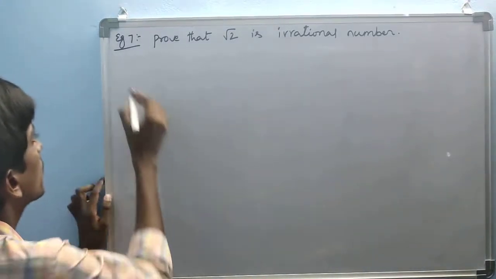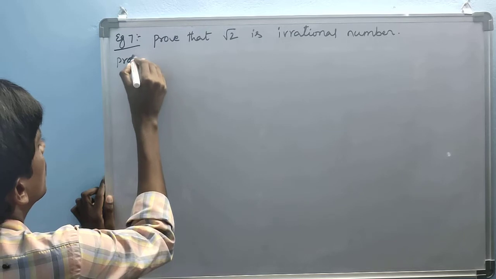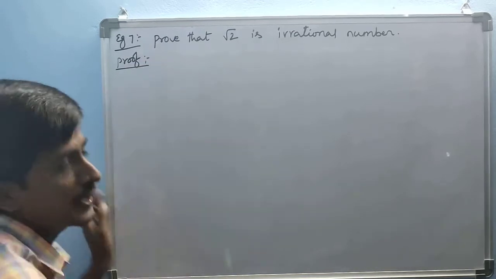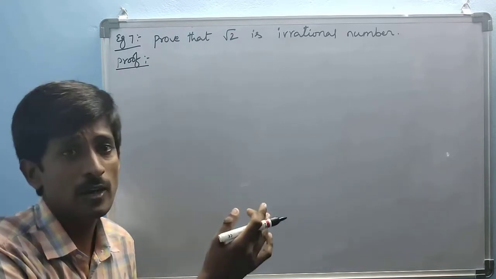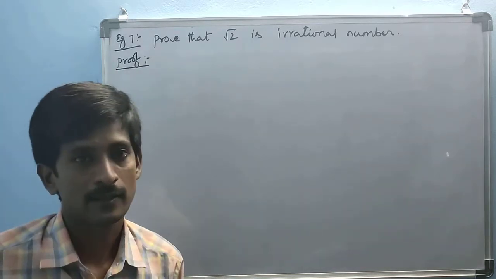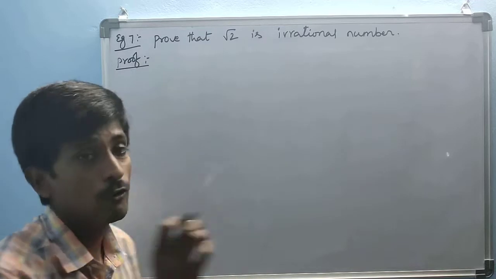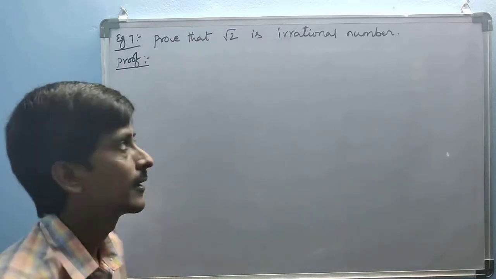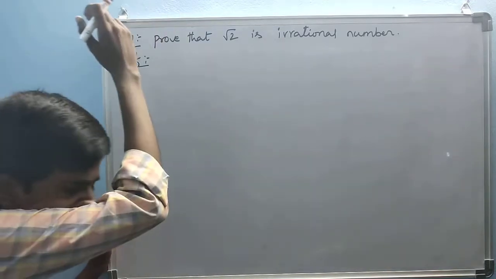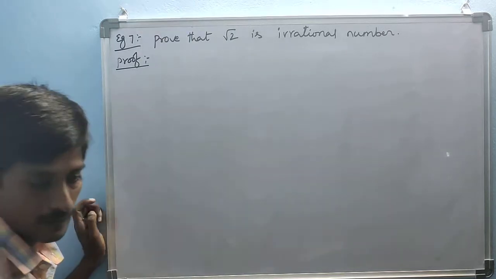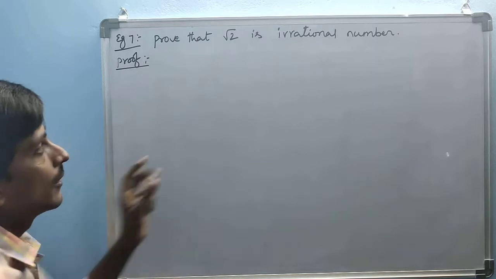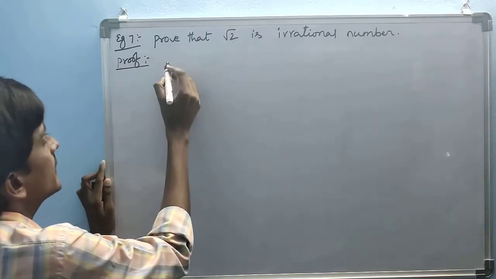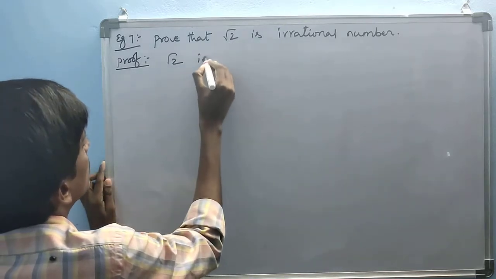Okay, proof. It is a very important model, and it is very important from the examination point of view in a 4 mark sum. Sometimes it is given as a 4 mark sum also. Okay, listen clearly. Root 2 is an irrational number.